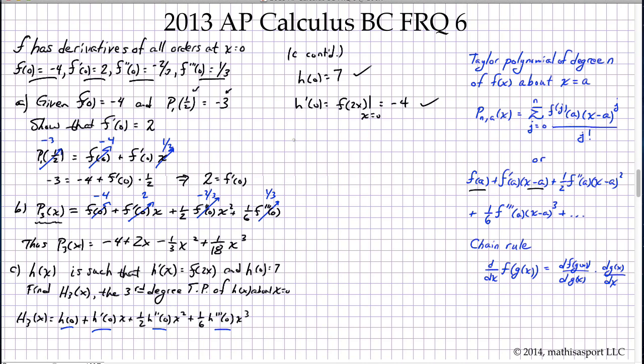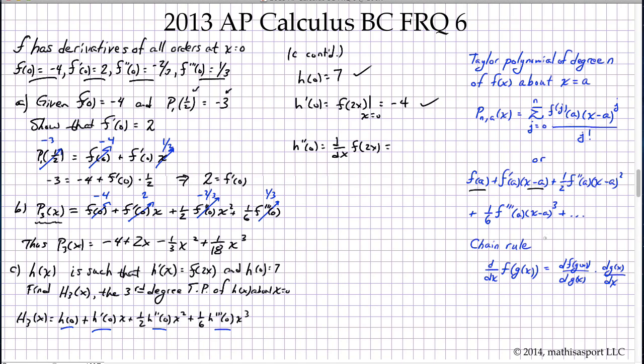How do we find h double prime of 0? H double prime of 0 must be the derivative with respect to x of f of 2x. This is simply another way of saying that since h prime of 0 is f of 2x, h double prime of 0 must be the derivative of f of 2x.